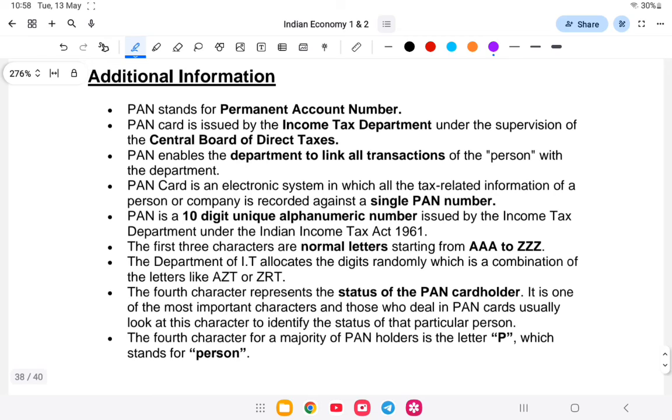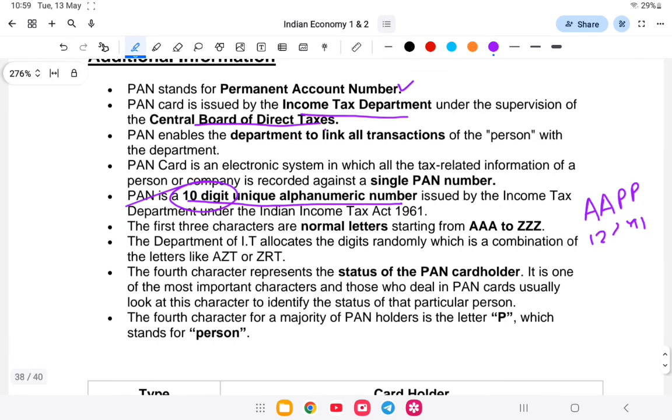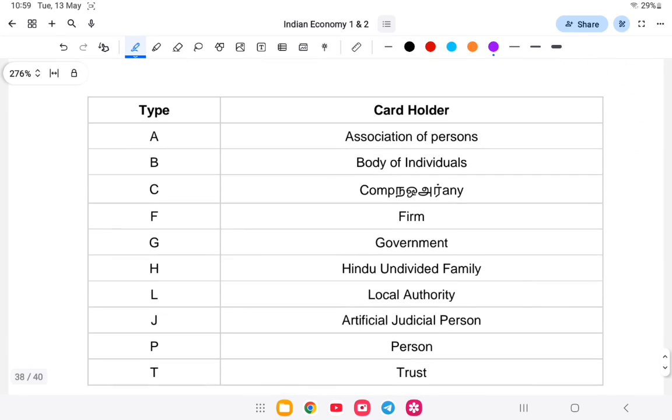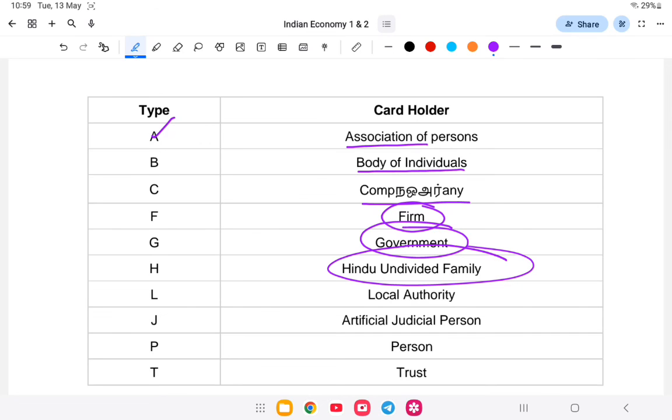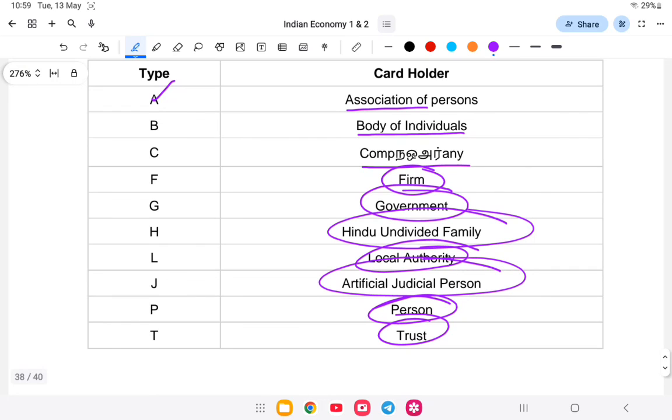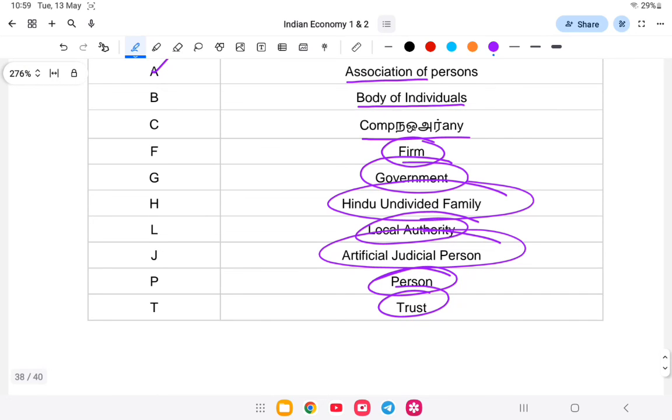The full form of PAN is Permanent Account Number. It is issued by the Income Tax Department through the Central Board of Direct Taxes. It has 10 alphanumeric characters. Alphanumeric means alphabets and numbers, like P, A, B, B, 1, 2, 3, 4, 5, and it consists of 10 digits. The fourth digit indicates the type of holder: association of persons, body of individuals, company, firm, government, Hindu undivided family, local authority, artificial juridical person, and trust. So this is the answer.